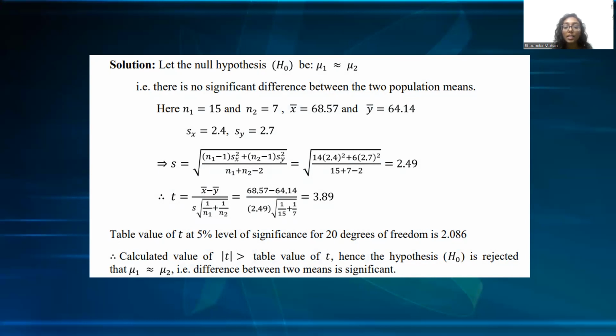Therefore, t equals (x bar minus y bar) by s into root of (1 by n1 plus 1 by n2), which is equal to (68.57 minus 64.14) by 2.49 into root of (1 by 15 plus 1 by 7), that is equal to 3.89. Table value of t at 5% level of significance for 20 degrees of freedom is 2.086. Therefore, calculated value of absolute t is greater than table value of t. Hence, the hypothesis H0 is rejected that mu1 is similar to mu2. That is, difference between two means is significant.